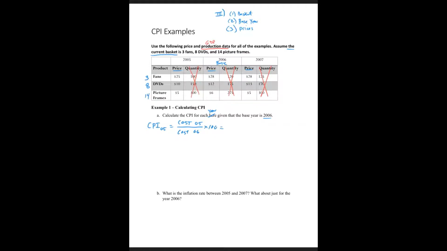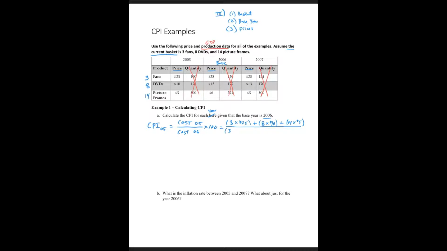So what did this basket cost? Well, there were 3 fans and that cost us $25. And then in our basket were 8 DVDs and those each cost us $10. And in our basket, we also saw 14 picture frames and those each cost us $5. So that's going to be how much that basket costs in 2005.